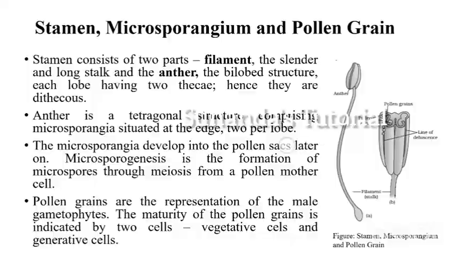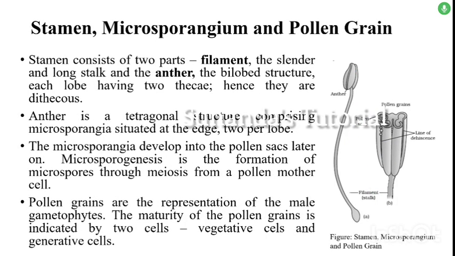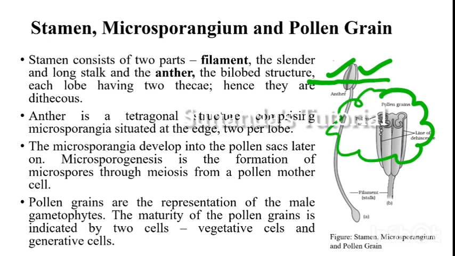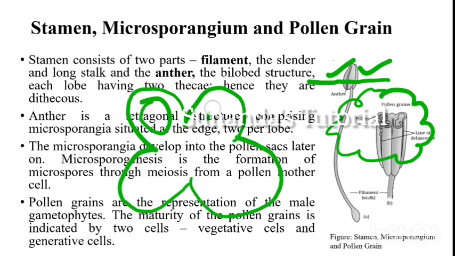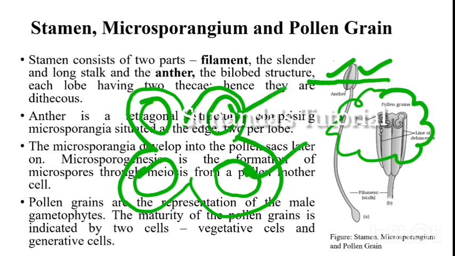So, it is the complete stamen. It consists of a long filament and two anther lobes. Okay. If we cut this anther horizontally, this type of structure is revealed. That means it consists of 4 spore sacs, and these are called microsporangia. That means microspore containing sacs.